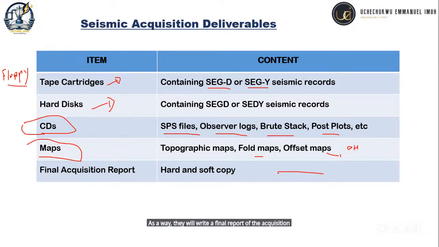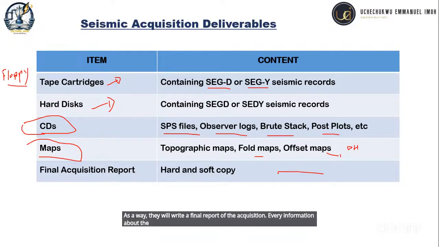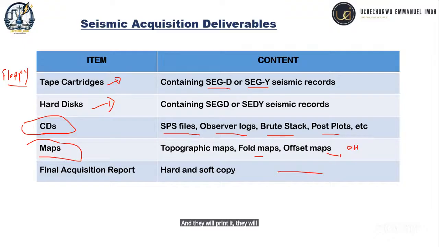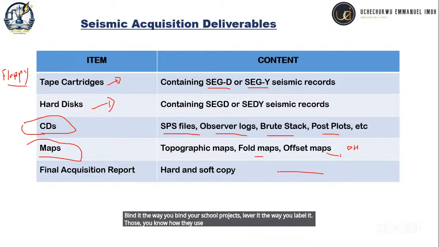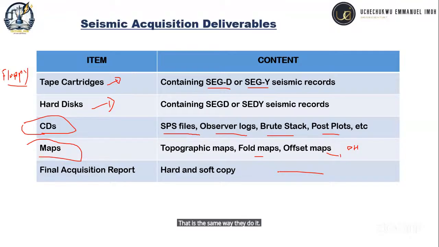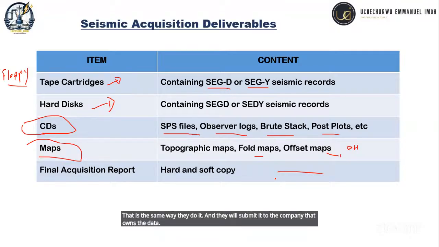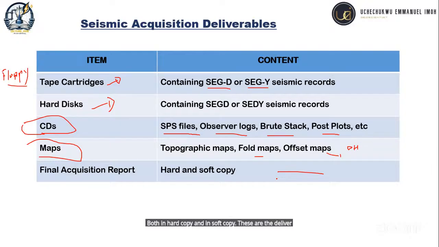acquisition. Every information about the seismic acquisition will be contained in that report, and they will print it, bind it in hard copy, bind it the way you bind your school project, label it the way you label those. You know how they use golden color to label your school project? That is the same way they do it, and they will submit it to the company that owns the data, both in hard copy and in soft copy. These are the deliverables of your seismic data.